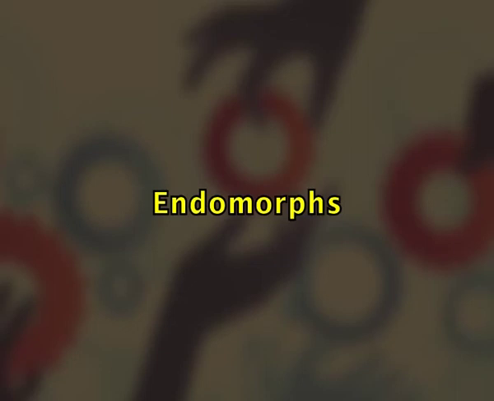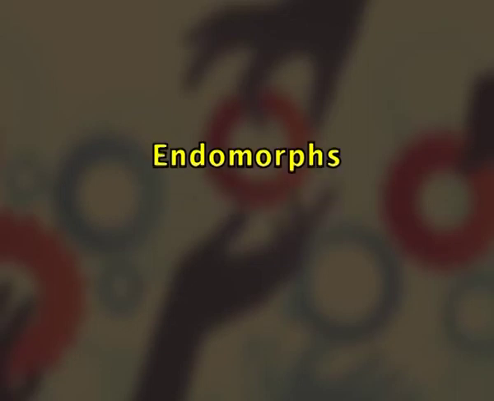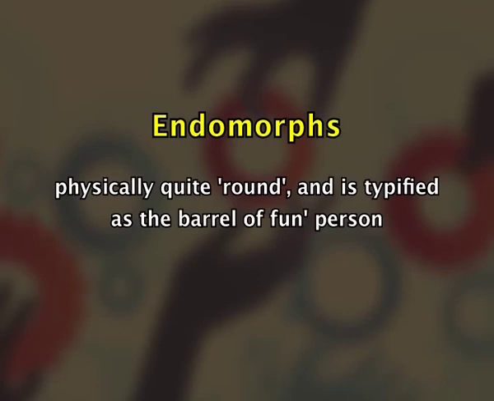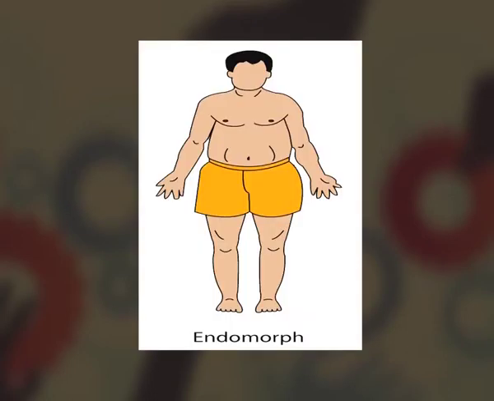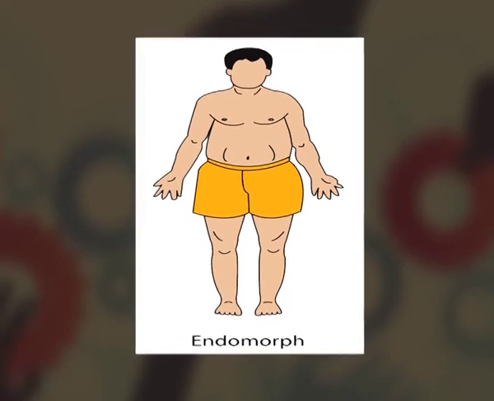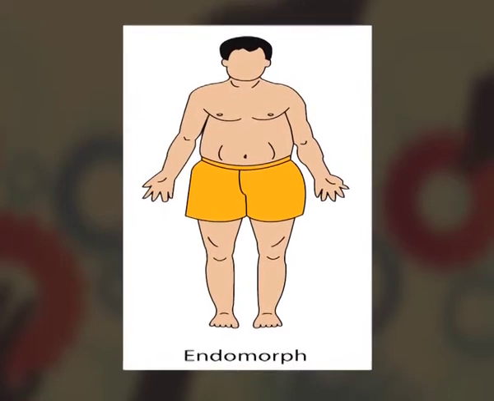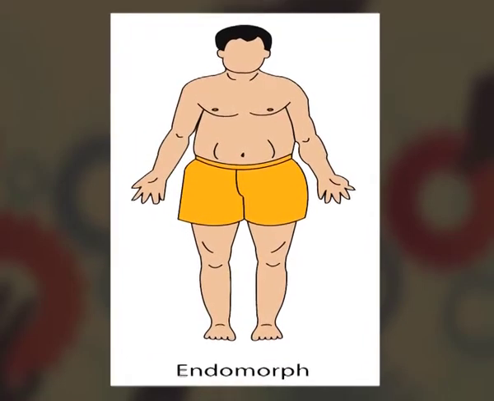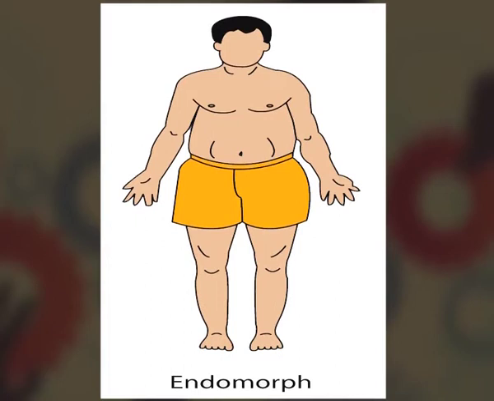Number 1, Endomorphs. The endomorph is physically quite round and is typified as the barrel-of-fun person. They tend to have wide hips and narrow shoulders, which makes them rather pear-shaped. Quite a lot of fat is spread across the body, including the upper arms and thighs. They have quite slim ankles and wrists, which only serves to accentuate the fatter other parts.